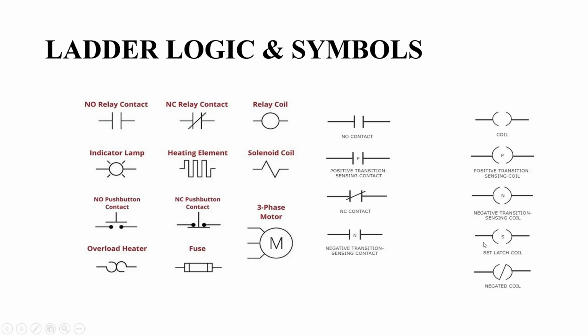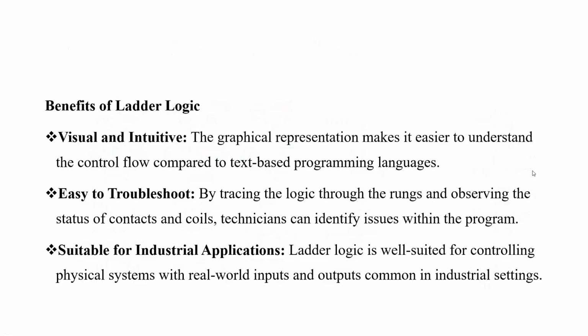Then the set latch coil, you have the output with the S in the middle. Then, of course, the reset would have R. Then this output or coil with a P informs you that this is a positive transition sensing coil.